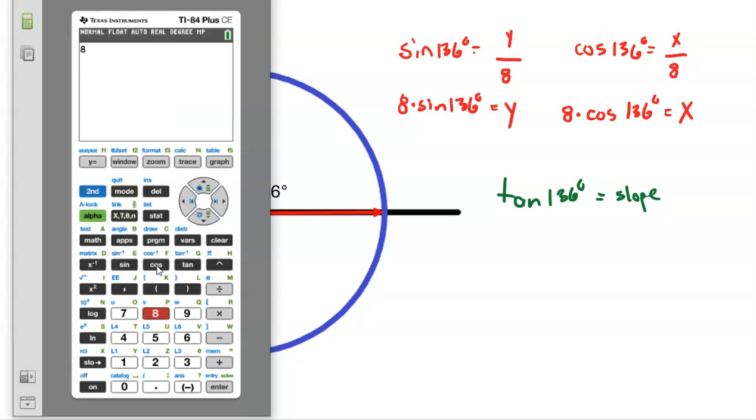8 times, for the y coordinate, we'll do the y coordinate first, 8 times sine of 136 degrees is about 5.557. 8 times cosine of 136 degrees is about negative 5.75. Again, I'm in quadrant 2, so it makes sense that the x is negative. And the tangent of 136 degrees, the slope of that line, is about negative 0.966.